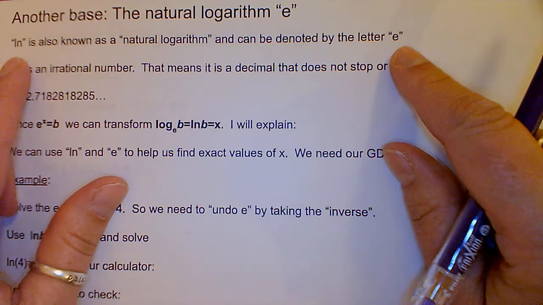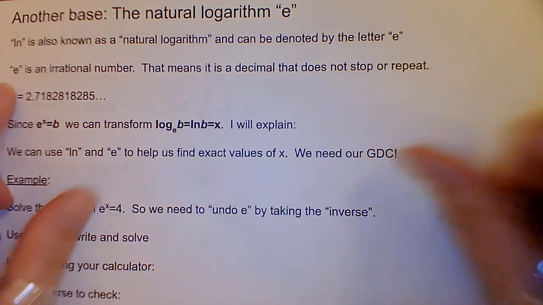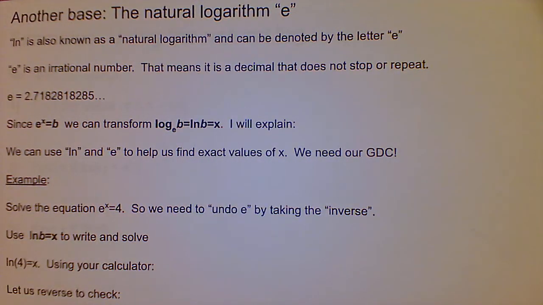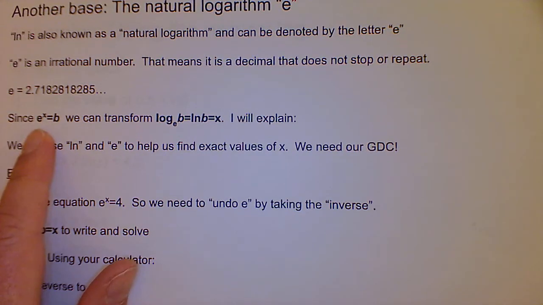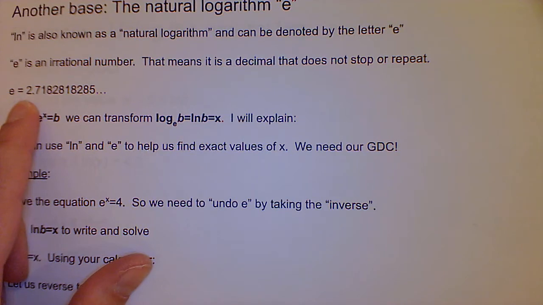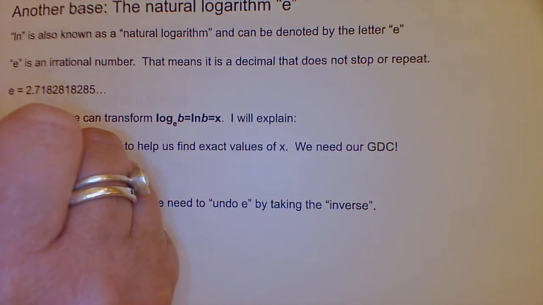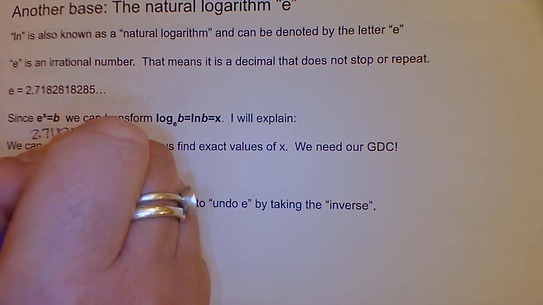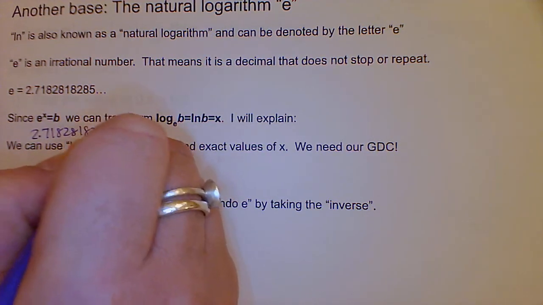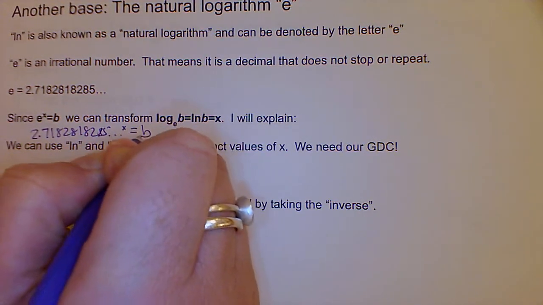So watch, I'll show you. E is an irrational number. That means it is a decimal that does not stop or repeat. E equals 2.718281, so on and so forth. So here we're going to see it. E to the x equals b. So this is this number. So this is really 2.7182818285 to the x equals b.